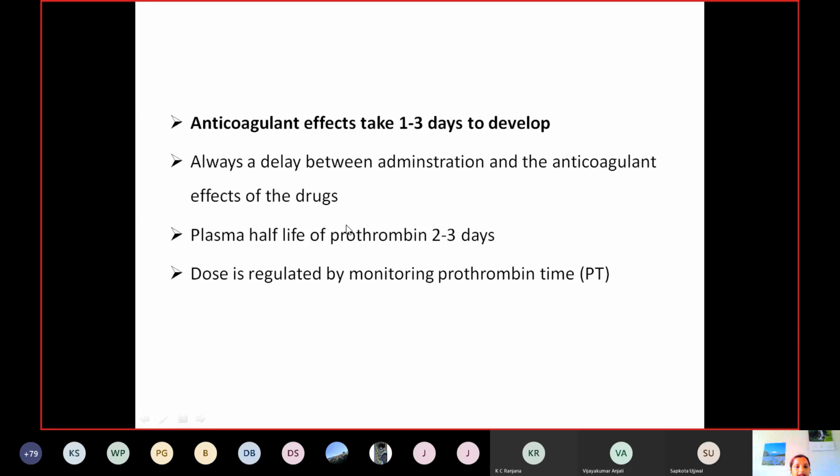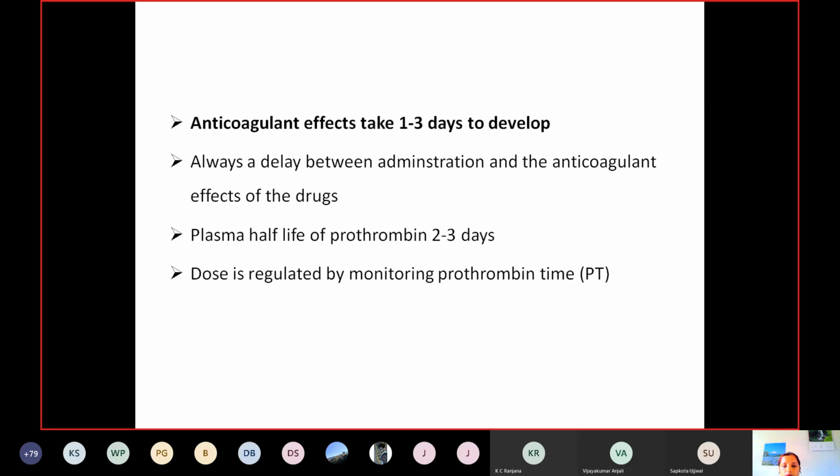Why does warfarin show its effect after 1 to 3 days, or why is there a delay between administration of the anticoagulant and its effect? The dose is regulated by monitoring prothrombin time. While you are giving warfarin, you have to always monitor the prothrombin time, and accordingly give the dose of warfarin.